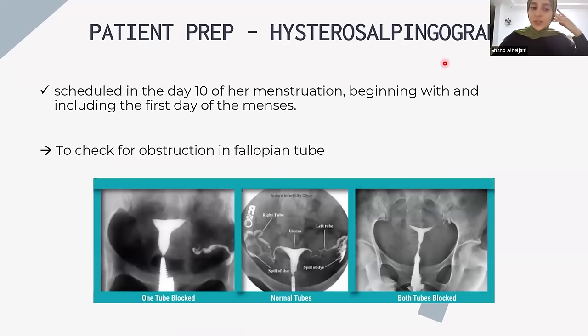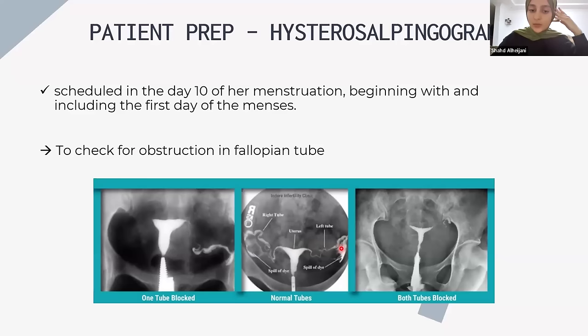Hysterosalpingogram. Now, this is used to visualize the female reproductive system. Here, this should be scheduled on day 10 of her menstruation, beginning with and including the first day of menses. So starting with the first day of menses, you count 10 days and then schedule the exam. And here you do this to check for obstruction in the fallopian tube.